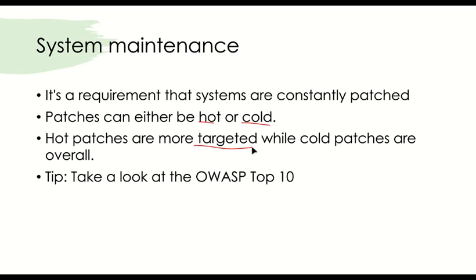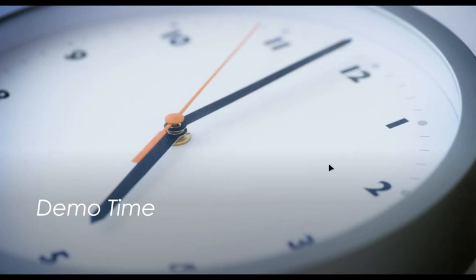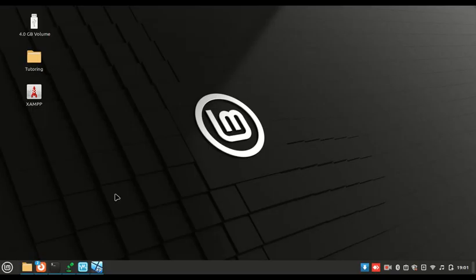A hot patch is rather targeted. It fixes or upgrades a specific application or a specific part of your operating system. Whereas a cold patch is more broad and overall. When a cold patch is done, your PC will reboot, turning itself off and then back on in order to perform the patch installation. Another thing you might want to look at is the OWASP Top 10. However, we'll be looking at these in weeks to come in future.